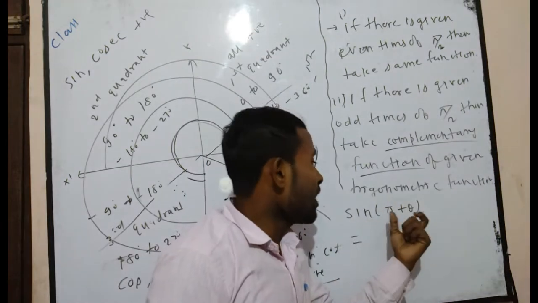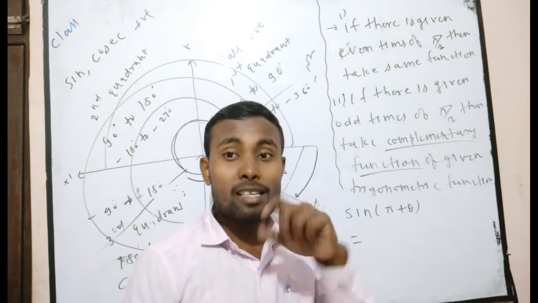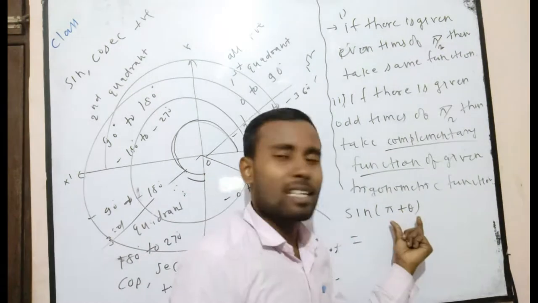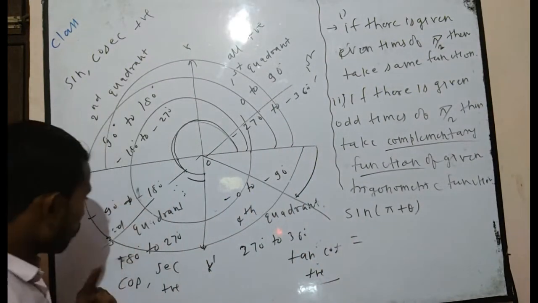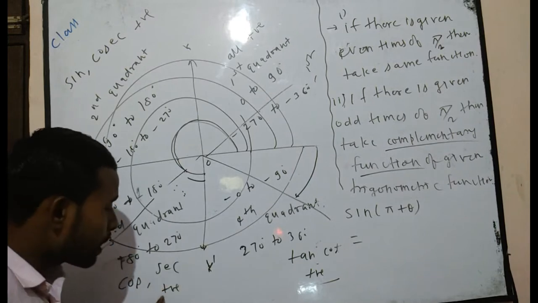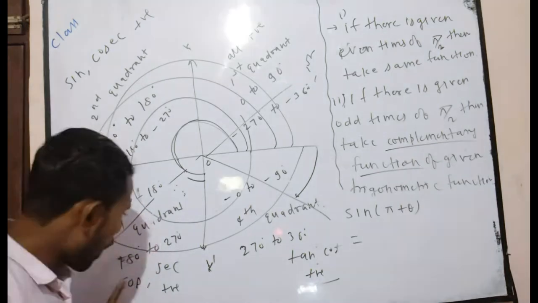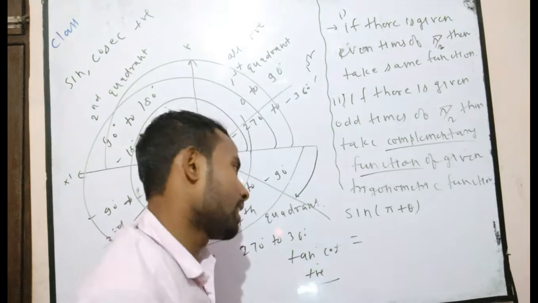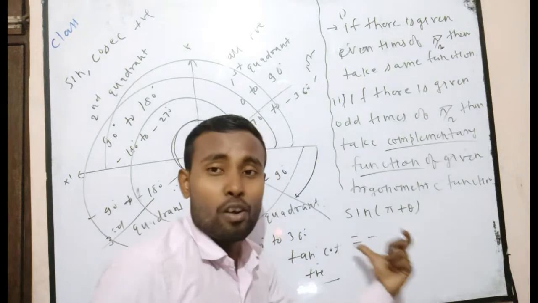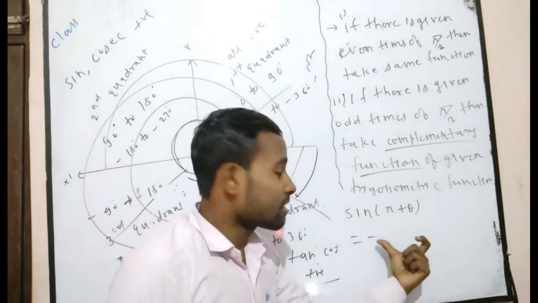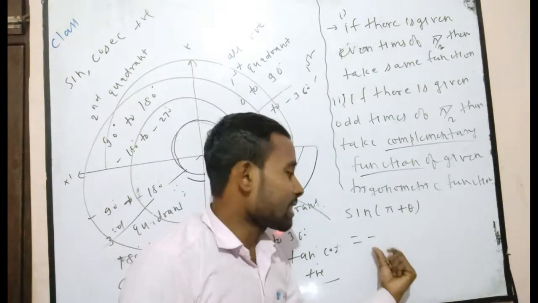After deciding in which quadrant the given angle lies, you decide the sign. In the third quadrant, what do you know? Cos and sec will be positive, and all other trigonometric functions will be negative. Here it is a sine function, so definitely it will be negative. That is, the given angle determines the sign. So pi plus theta represents a negative sign.